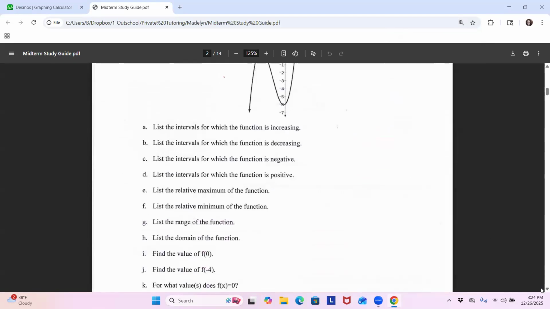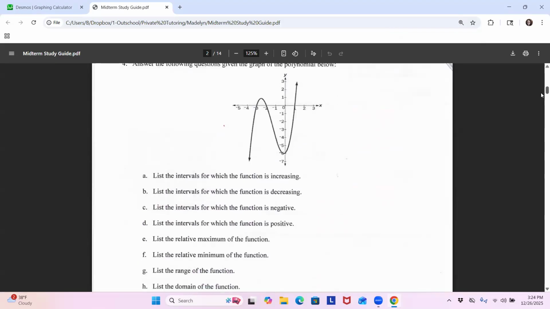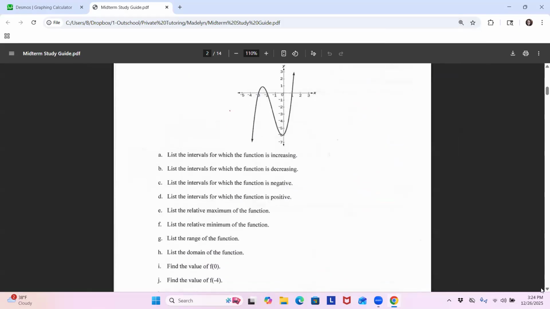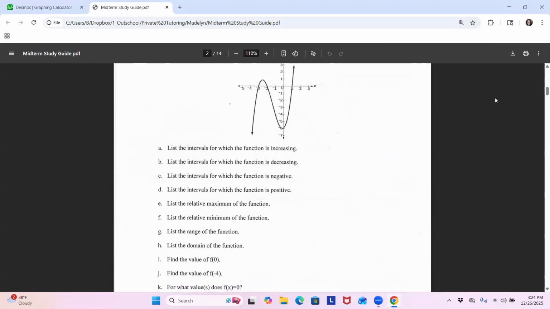Goodness, that is a long question. Okay, great. Let me zoom out just a little bit more to get all the pieces. I think it went down a little further. Okay. List the intervals for which this function is increasing. So we're kind of going to do A and B at the same time.